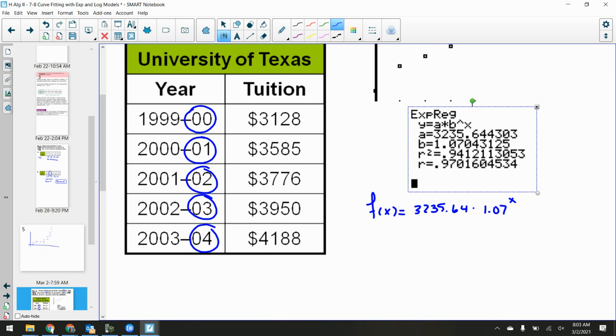Now, it gives me both the r squared and the r value. Basically, those are just telling us how strong our correlation is. What would we say? Pretty strong? I'd say. Yeah. So this is a pretty strong correlation.